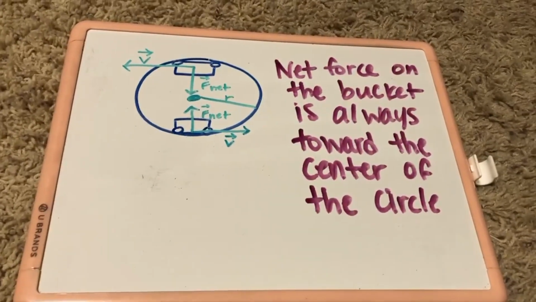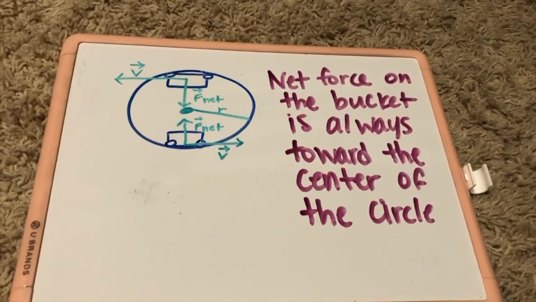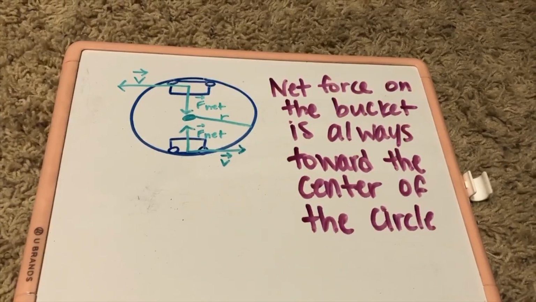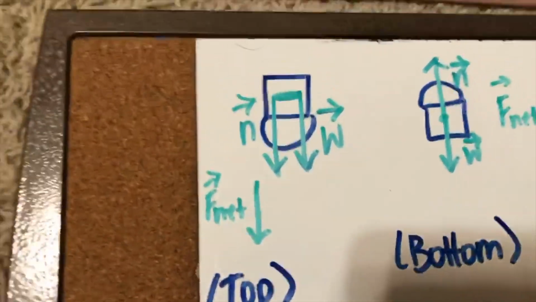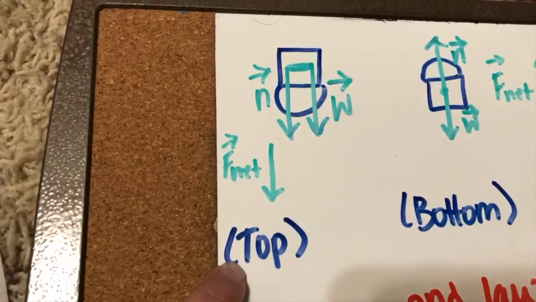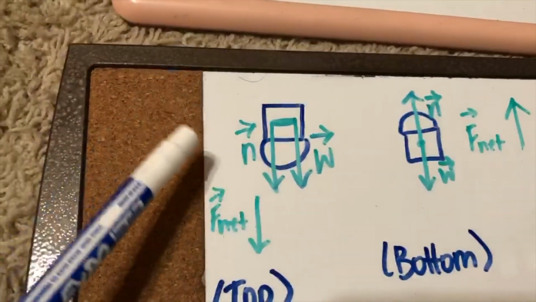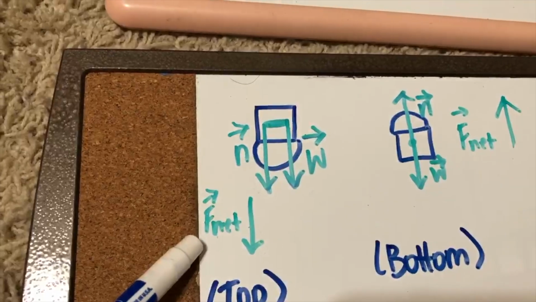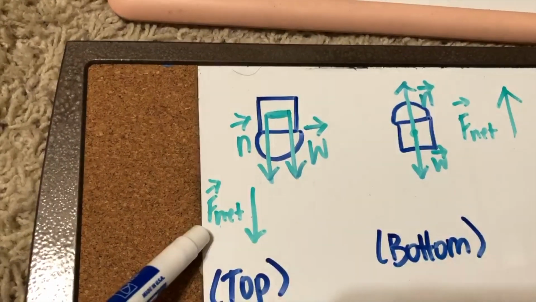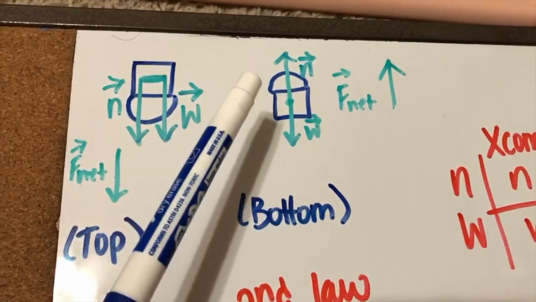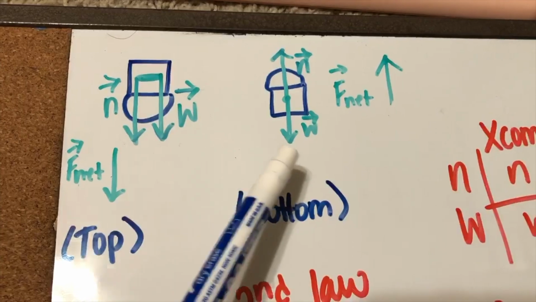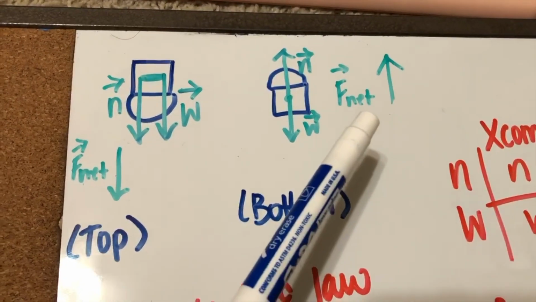When moving in a circle, there must be a net force directed toward the center of the circle in order to provide the centripetal acceleration, which we will analyze shortly. The force diagram, when the bucket is at the top, has the normal force and the weight directed down, meaning that the net force is directed downwards, towards the center. Here at the bottom of the circle, the normal force is directed up and the weight force is directed down, making the net force directed up.